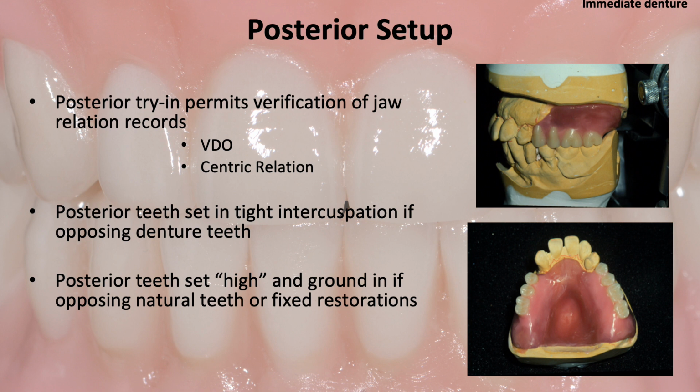For posterior teeth arrangement, oftentimes it's affected by occlusion, whether we're talking about the vertical dimension of occlusion or the horizontal relationship, which is often determined by eccentric relation. It's not mentioned here, but obviously that arrangement needs to be in harmony with the anterior teeth. But as far as the arrangement goes for posterior teeth, again, just remember those 2 factors, vertical dimension of occlusion and eccentric relation.